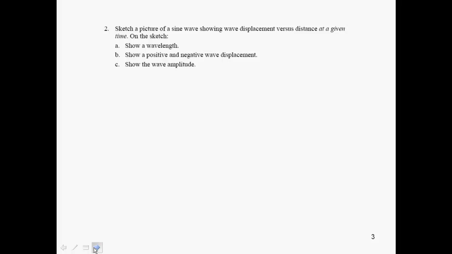Question number 2. Sketch a picture of a sine wave showing wave displacement versus distance at a given time. On this sketch, show the wavelength, positive and negative displacement, show the wave amplitude. Okay, this is simple stuff, straight out of the book. So, sine wave displacement versus time. So this is displacement. And this is time.